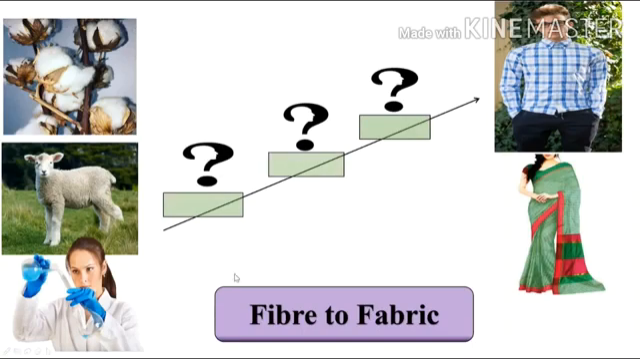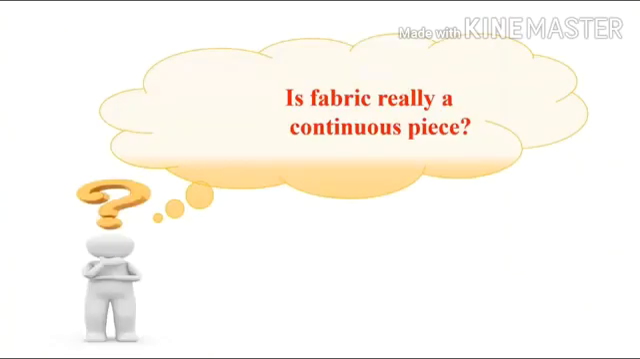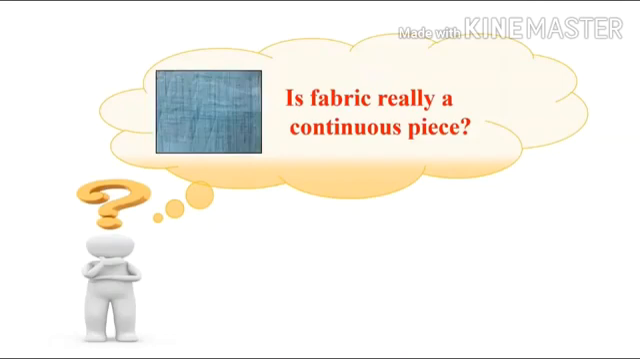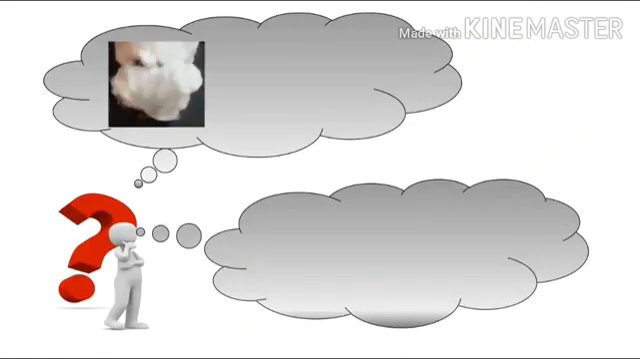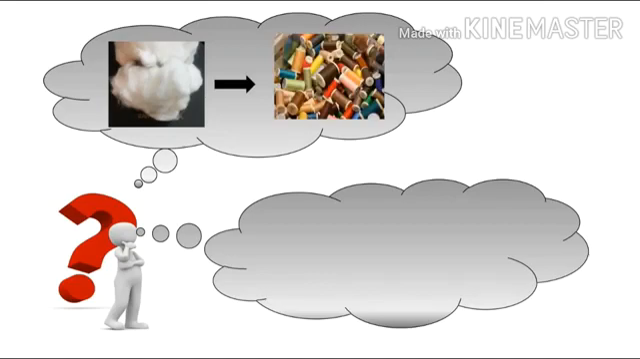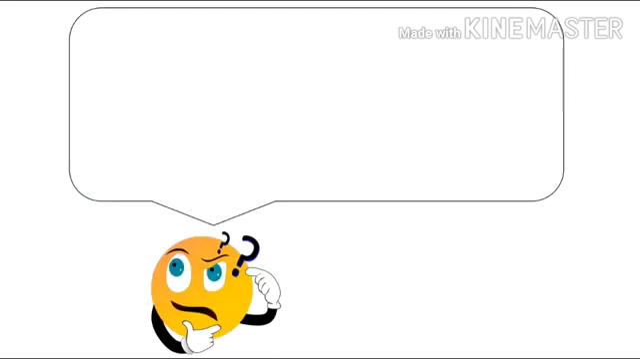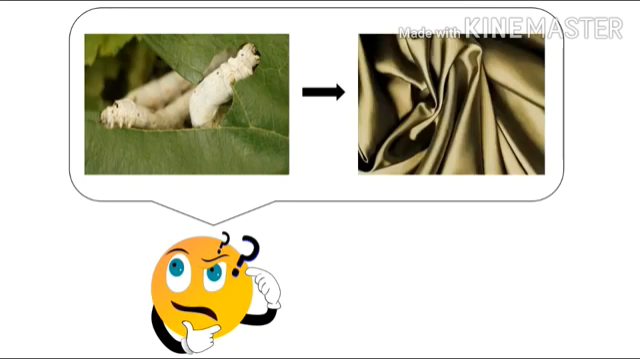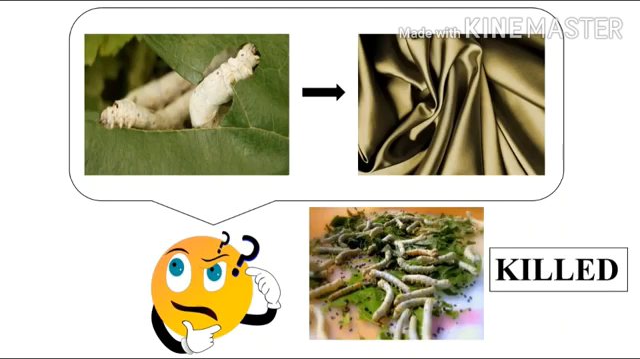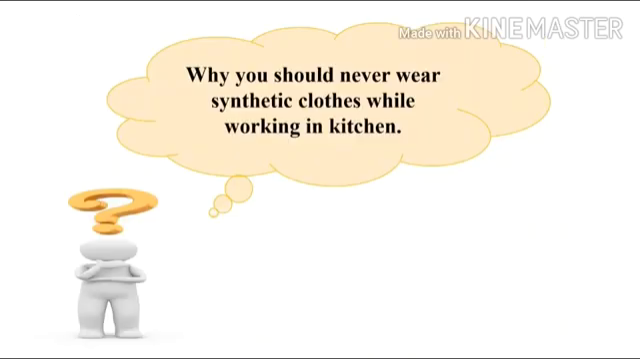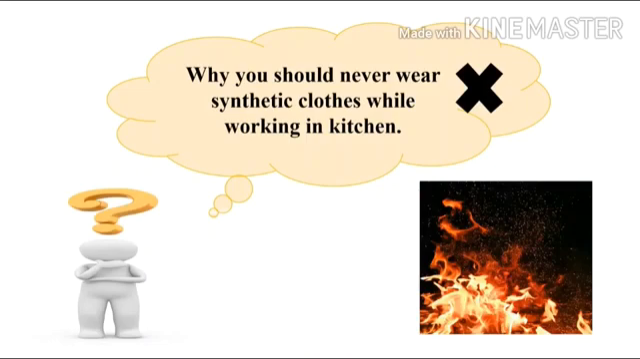Along with that, a question arises. Children, did you ever think, is fabric really a continuous piece? How are cotton lumps converted to cotton thread? How is cotton thread converted to cotton fabric? Children, did you see the silkworm? From the silkworm, how do you get beautiful silk? Yes, in that process the silkworm really gets killed. Why should you never wear synthetic fibers while working in the kitchen?